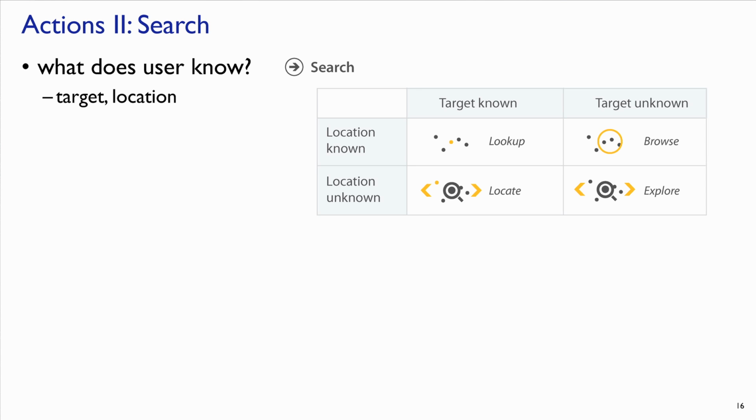So let's think about a different question. What does the user know about the data? And the words searching and finding and exploring are often used in pretty interchangeable ways that actually cover some pretty different cases. So sometimes it's useful to think about both the target of the search in terms of an item and its location. So if you know what you're looking for and you know where it is, let's just call that a lookup case. So particularly if you're, say, finding a word in a dictionary and you know they're in alphabetical order, it's just a matter of looking things up.